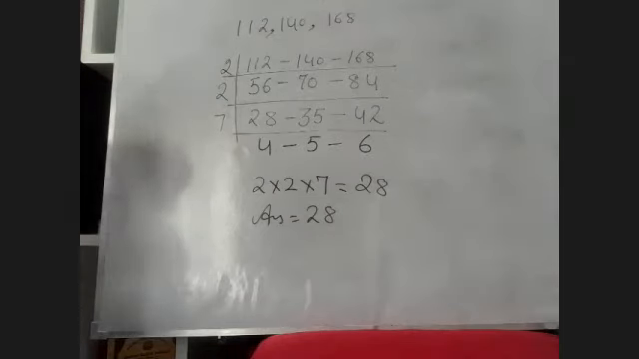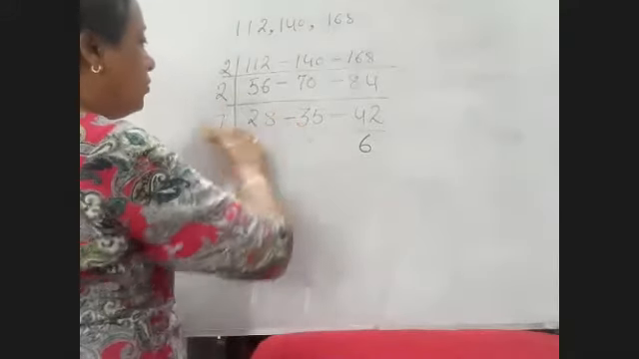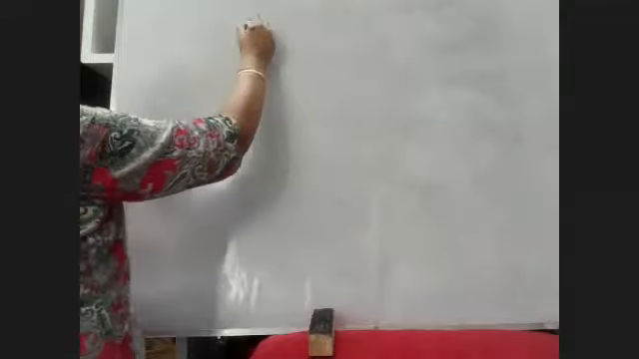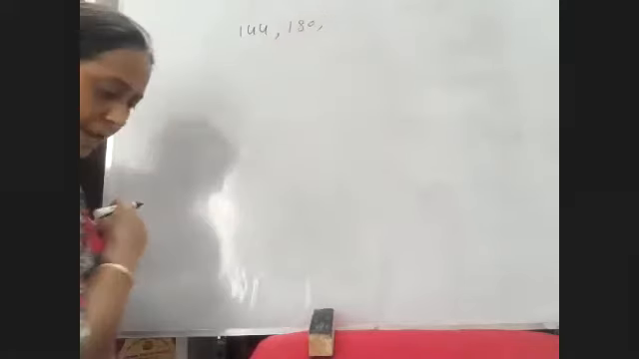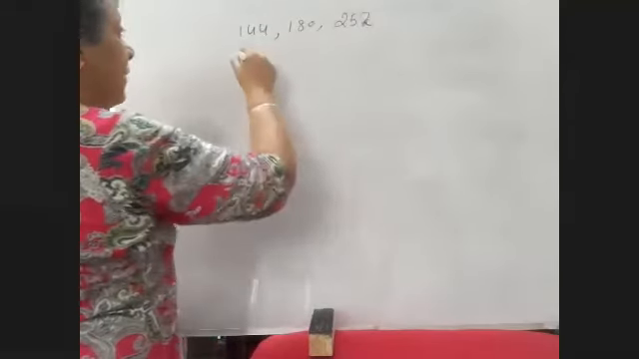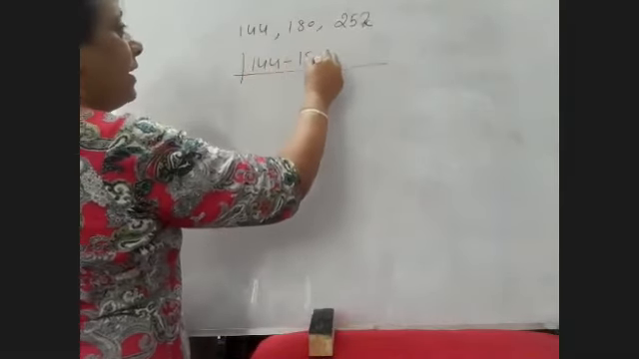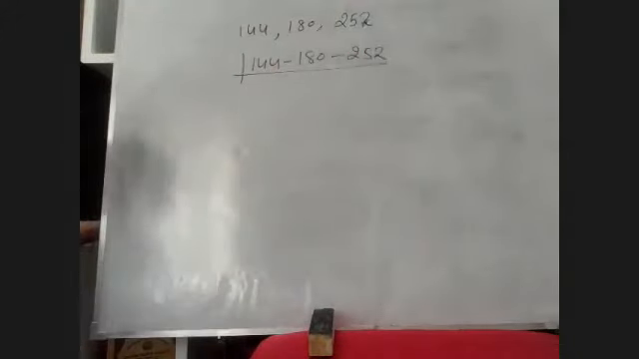Yes, friends. Now, the last question which we will discuss in this session is find HCF of 144, 180, and 252. Find HCF of 144, 180, and 252. 144 is an even number, 180 even, 252 again even. Now divide all these numbers by 2.